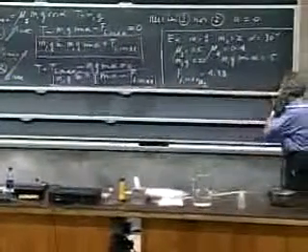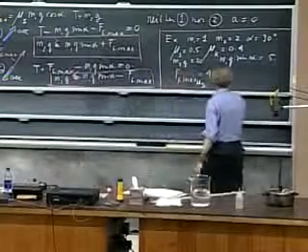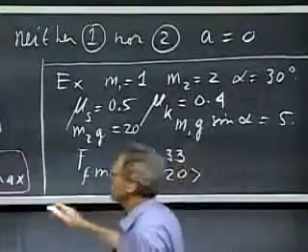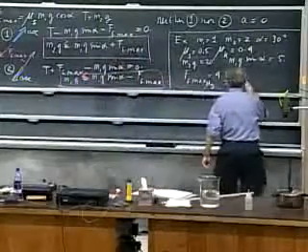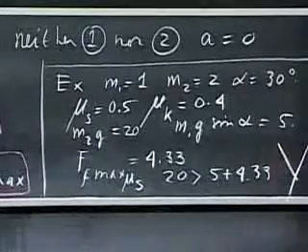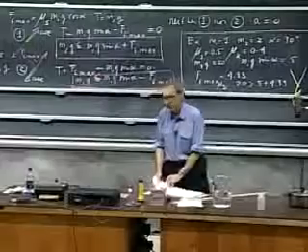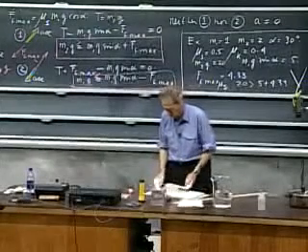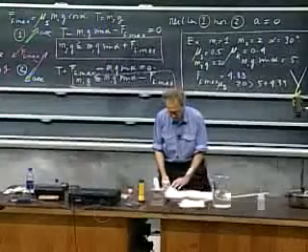Aha! We're well on our way. Let's first test whether condition 1 is met. Is 20 larger than 5 plus 4.33? And the answer is yes, it is. So we know that it's going to be accelerated uphill. That is non-negotiable.